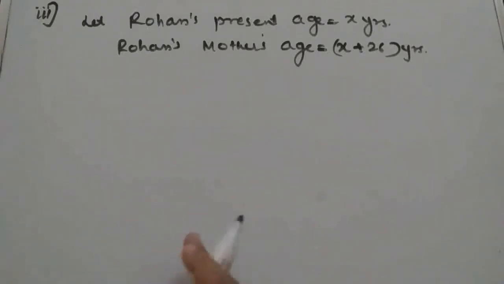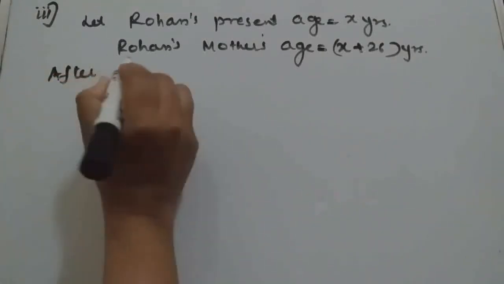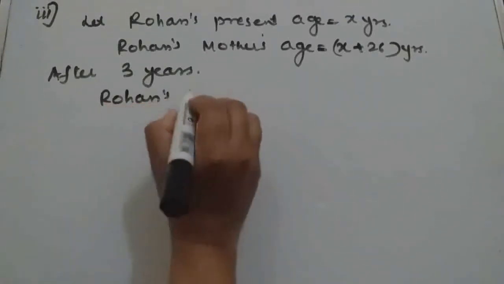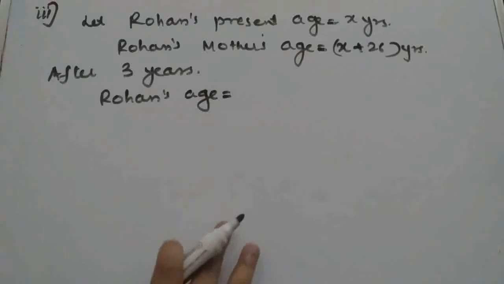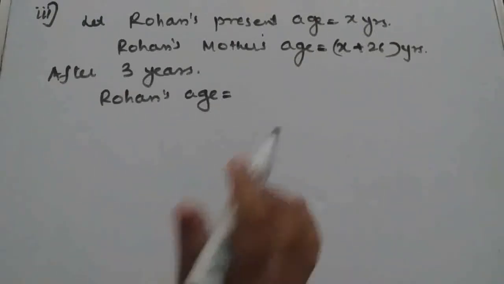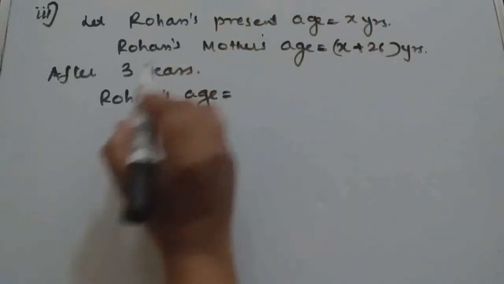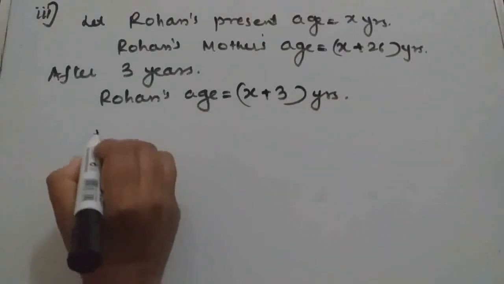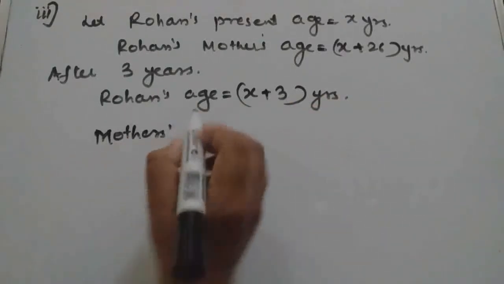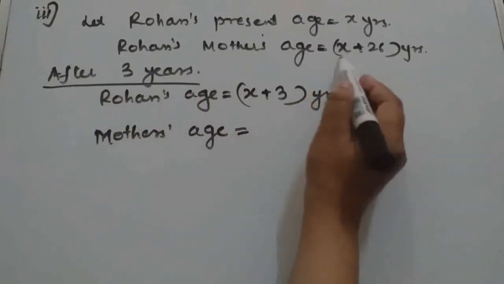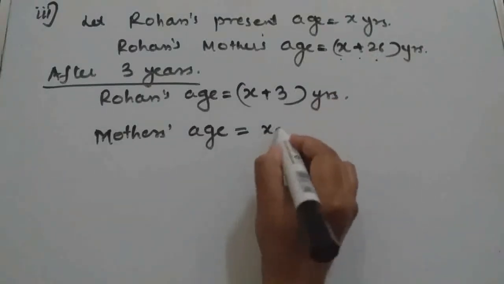Okay, 3 years from now means after 3 years. After 3 years, Rohan's age will be what? Suppose this year he is 15 years old. So after 3 years means 15 plus 3, isn't it? That means whatever present age is there, we have to add 3 to that. So x plus 3 years. Then mother's age after 3 years will be x plus 26 plus 3, that means x plus 29.